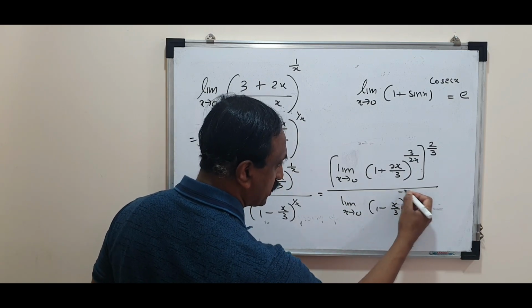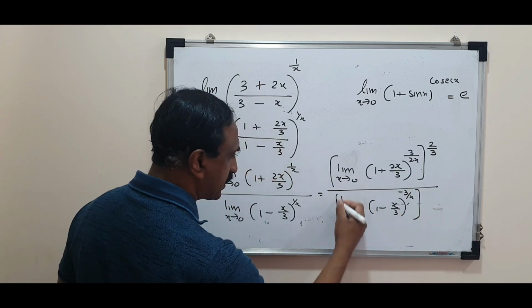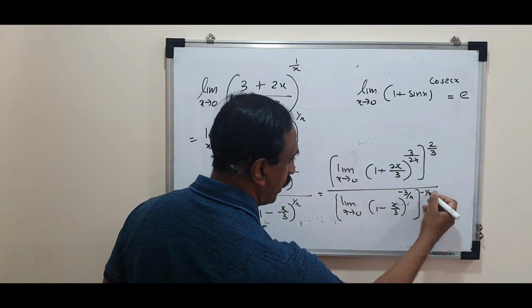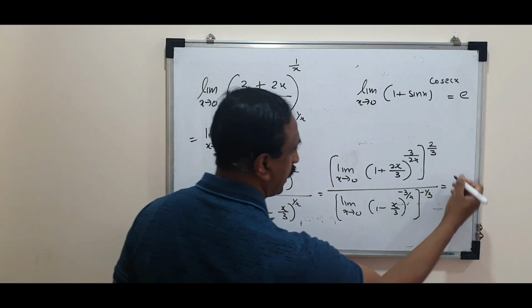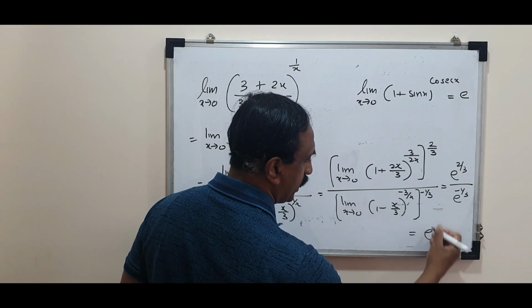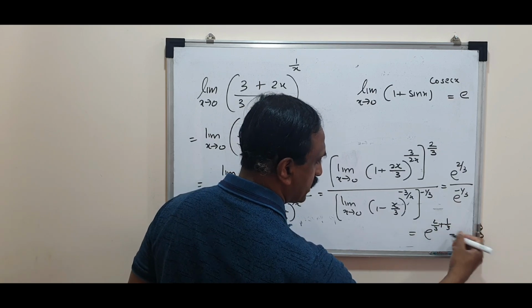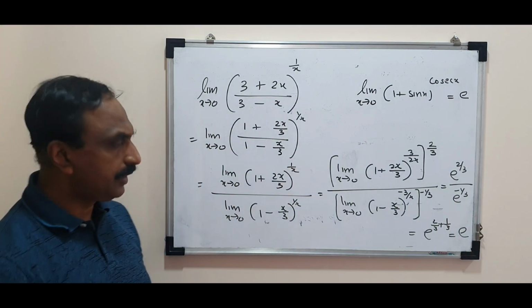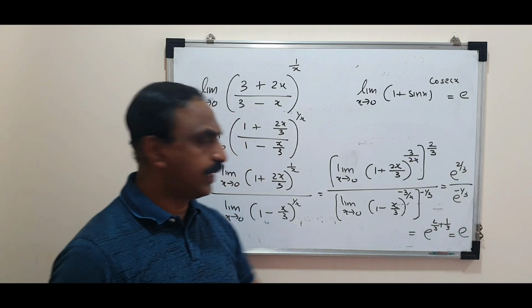The reciprocal of minus x by 3 is minus 3 by x. The extra number I have put here is minus 1 by 3. So my answer became e raised to 2 by 3 upon e raised to minus 1 by 3. So e raised to 2 by 3 plus 1 by 3, hence my answer turns out to be e. When you add the powers, it becomes 1, so the answer turns out to be e.